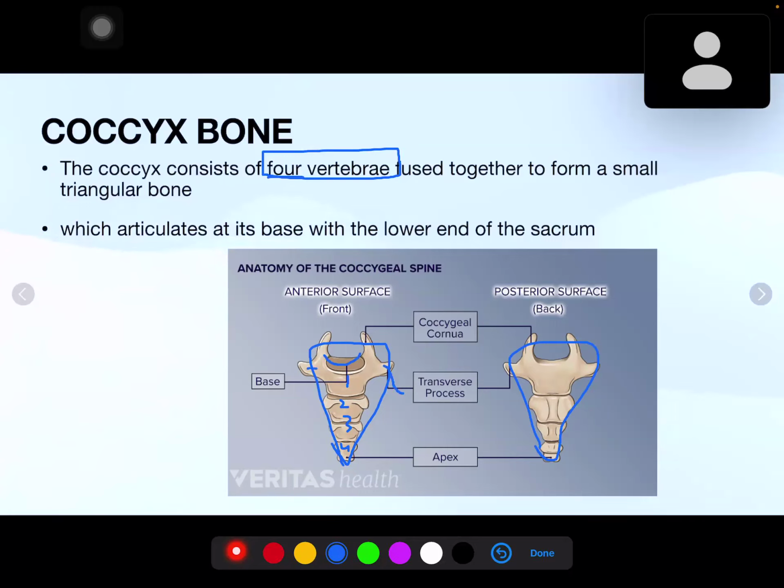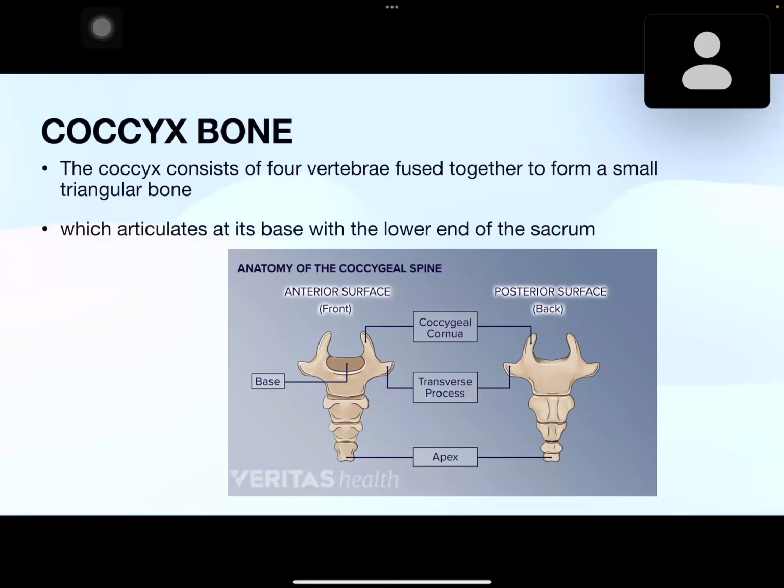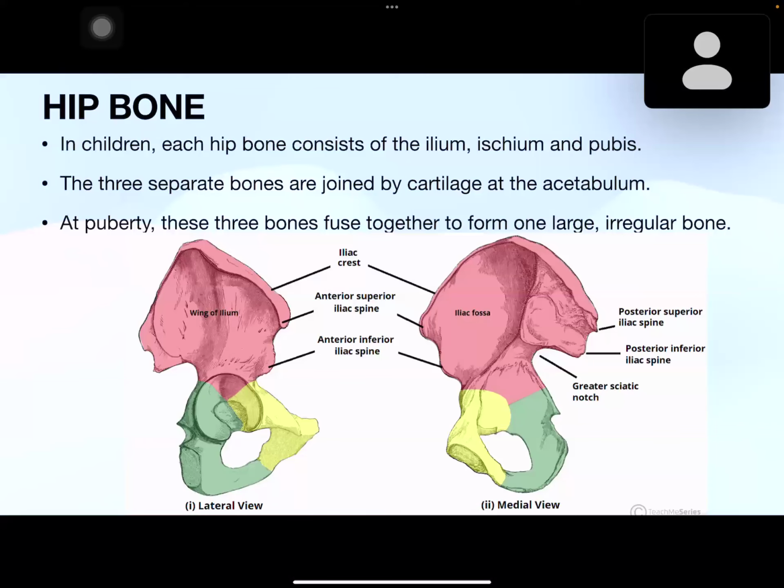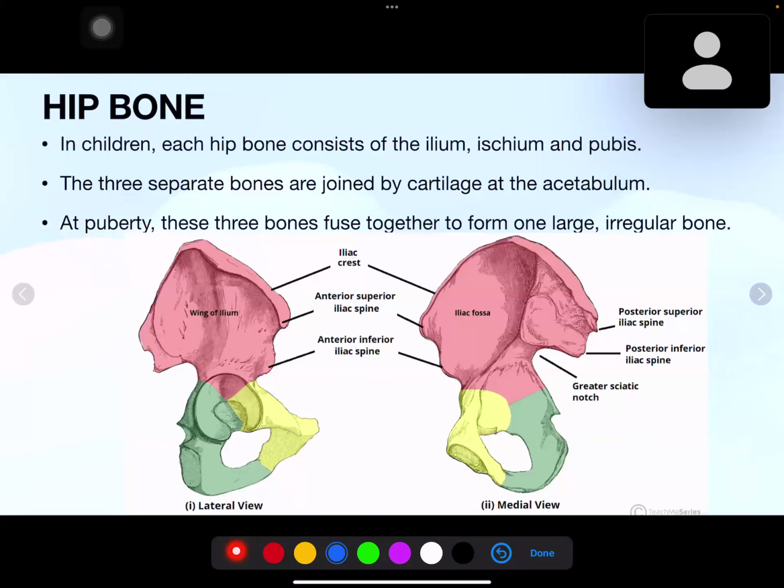There's only one transverse process upward. Okay, so this was all about the sacrum and coccyx. Now coming to the hip bone, which can be called the innominate bone or hip bone. Basically, in children, this hip bone consists of ilium, ischium, and pubis, but these 3 bones are joined only by cartilage at the acetabulum.